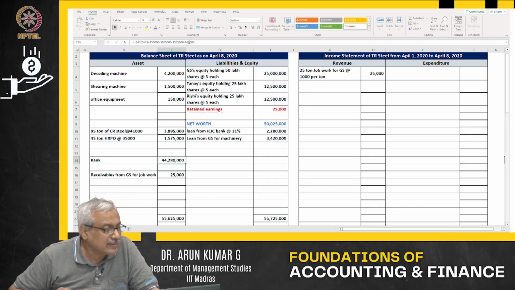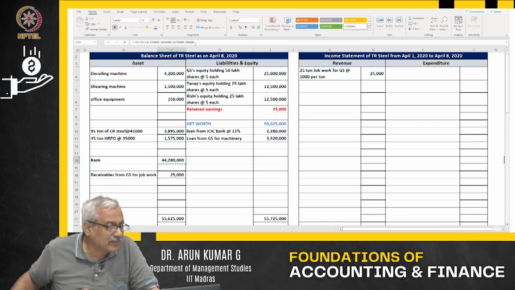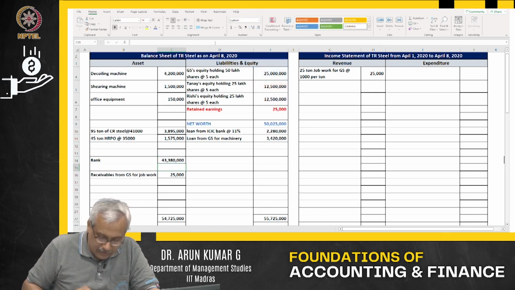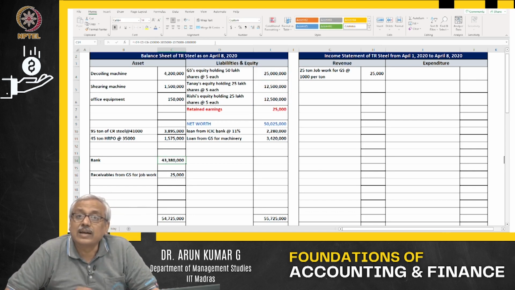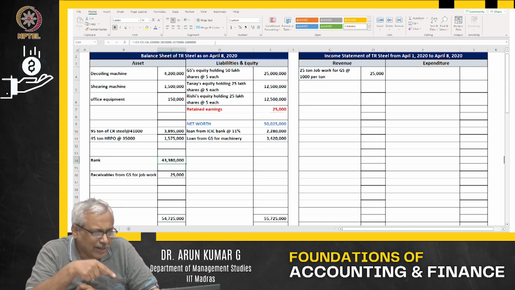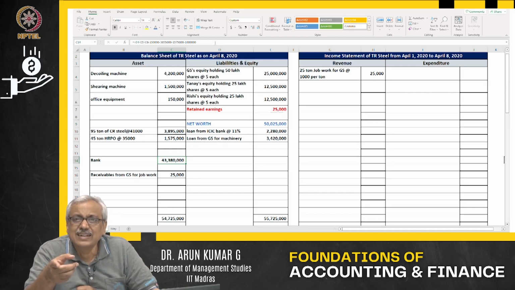Am I right? 10 lakhs? Oh, I made it 1 lakh. I have to add one more zero. Yeah, perfect. Now 10 lakhs out there. Cash has gone out, that is why minus. Now it is sitting as what? Security deposit with whom? With JS Steel. Whose money is it? Your money. Your money means TR Steel's money. TR Steel's money is sitting with JS Steel as a deposit.